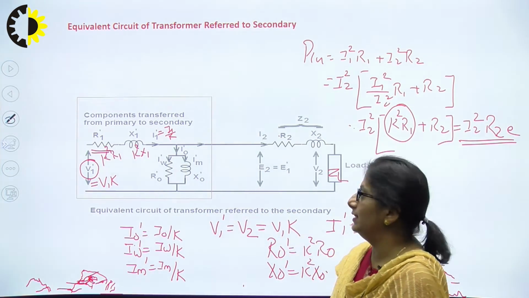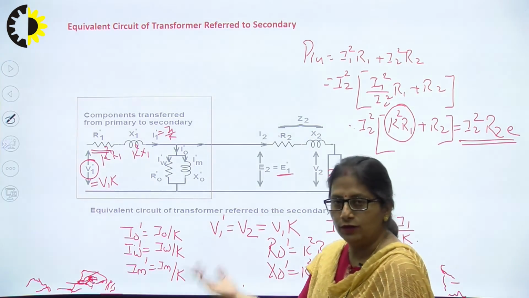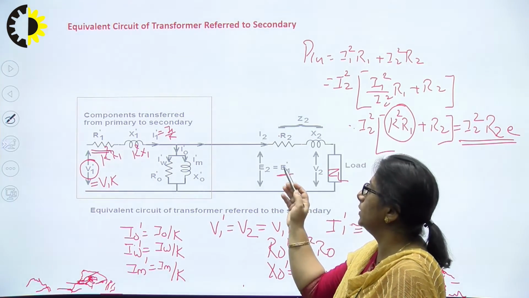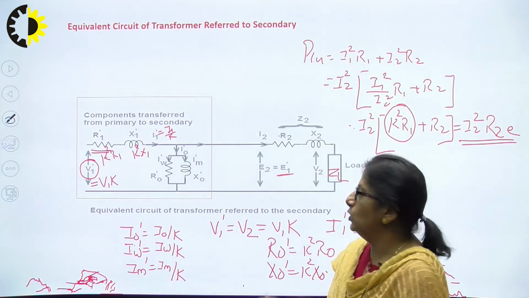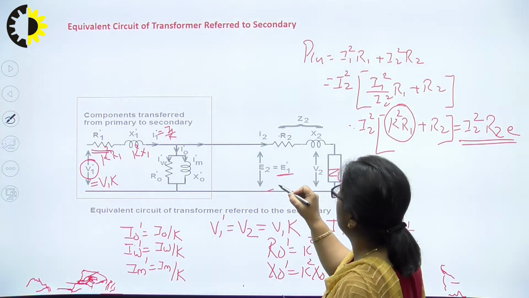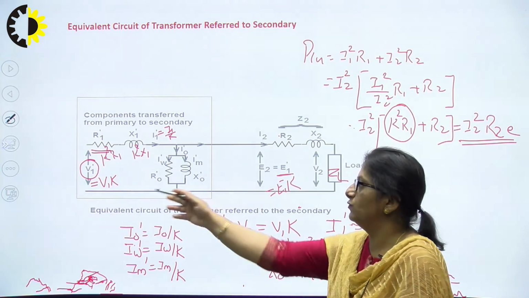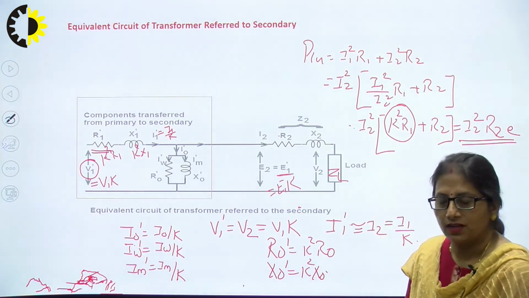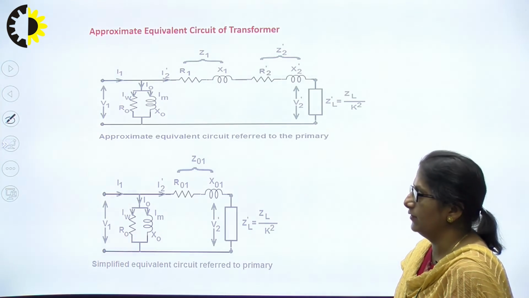One is remaining, that is I1. The I1 will be referred towards secondary. Its value would be equal to E1 dash. E1 dash is almost equal to E2. So, its value is going to be E1 into K times, as we have found for V1 dash. So, this is the equivalent circuit of the transformer referred towards secondary.